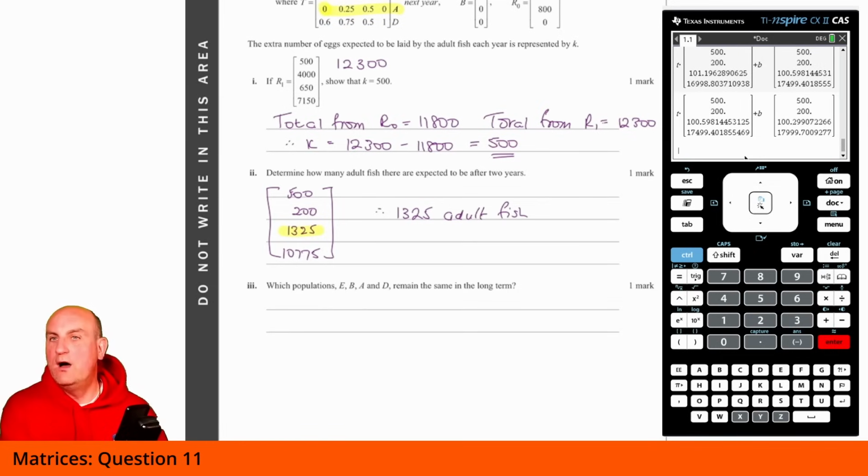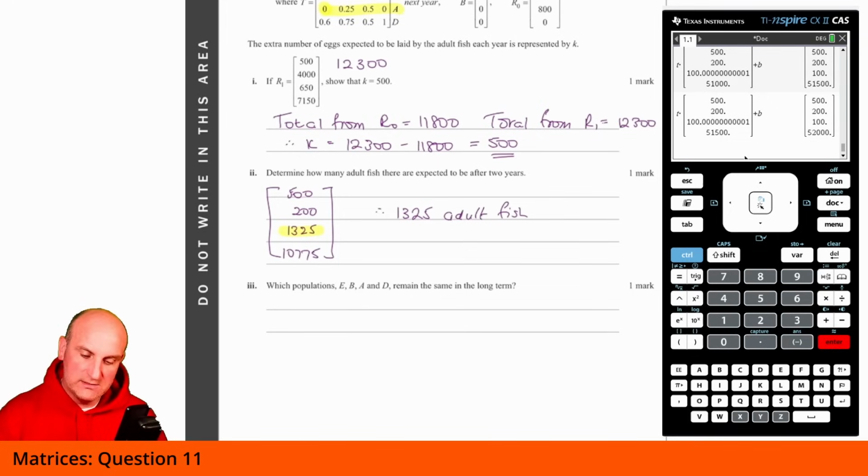And lots of people may go, oh, it's just going to be the first two there, which would be E and B, because you notice the 500 and the 200. But notice that 100 is getting smaller and smaller until suddenly, after a certain number of transitions, what do we notice? That bottom number is getting bigger and bigger, and will keep getting bigger and bigger. There's nothing stopping that getting bigger. But my first three are actually staying the same. So in this situation, I would say that E, B, and A will stay the same in the long term.